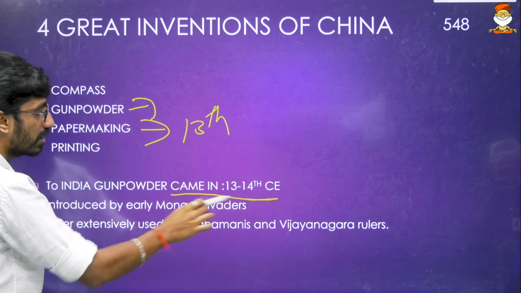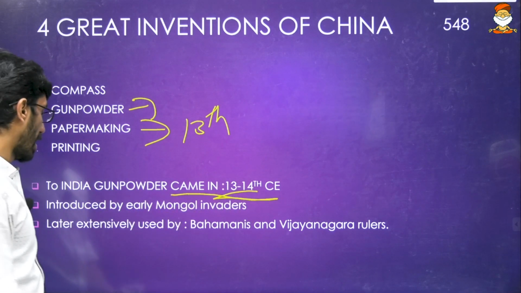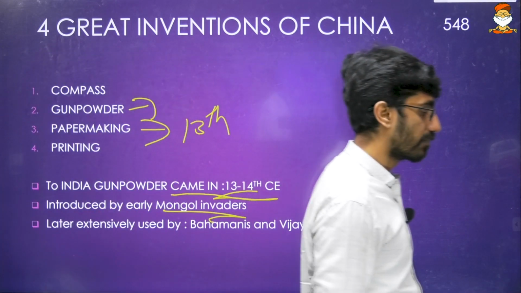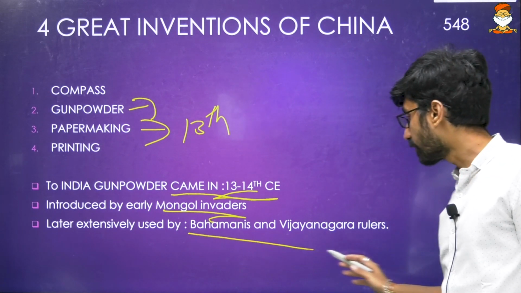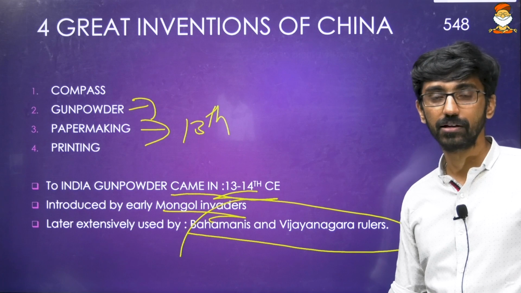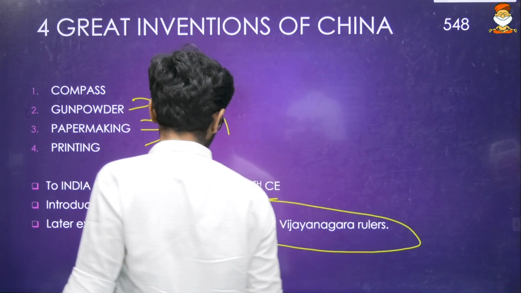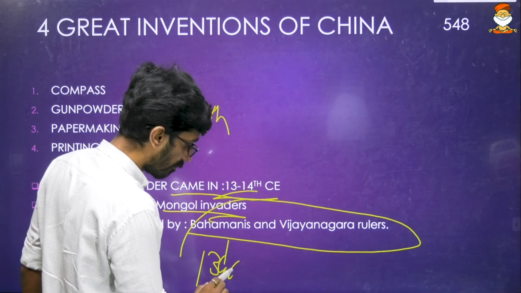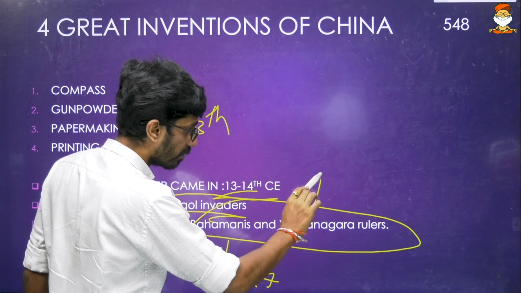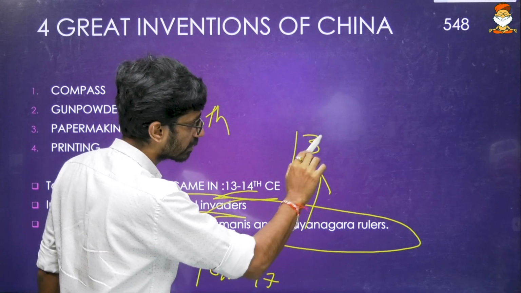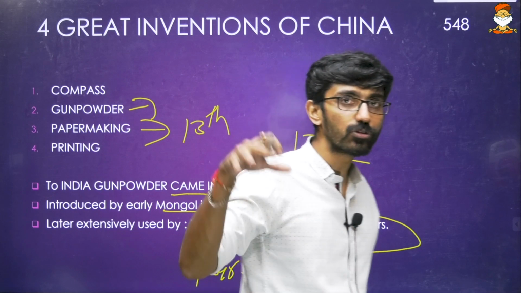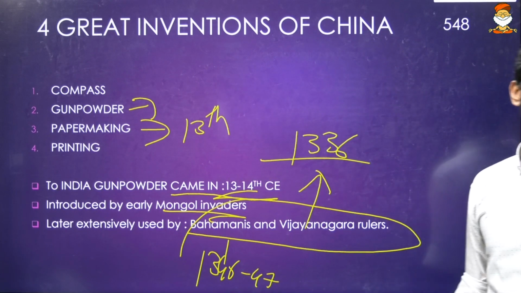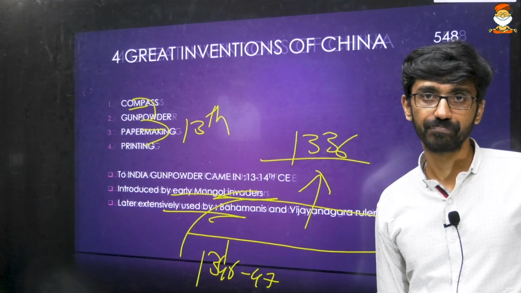Gunpowder came in the 13th and 14th century itself only, and that was introduced by early Mongol invaders. Because gunpowder was used in the conflict between Vijayanagara and Bahmanis. The Bahmani kingdom was established in 1346-47. Vijayanagara was established in 1336. They are contemporaries, and in their conflicts only we can see the usage of gunpowder.